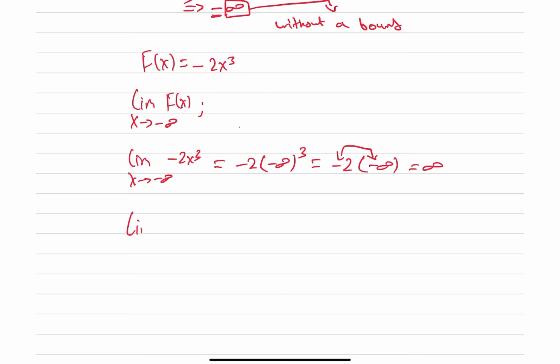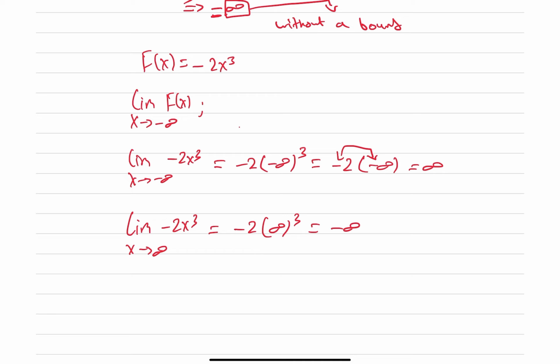What if I have the limit as x tends to infinity of the same exact function, negative 2x cubed? What do I get now? I get negative 2 multiplied by infinity cubed, which is simply negative infinity. Now, yeah, that's pretty much it.